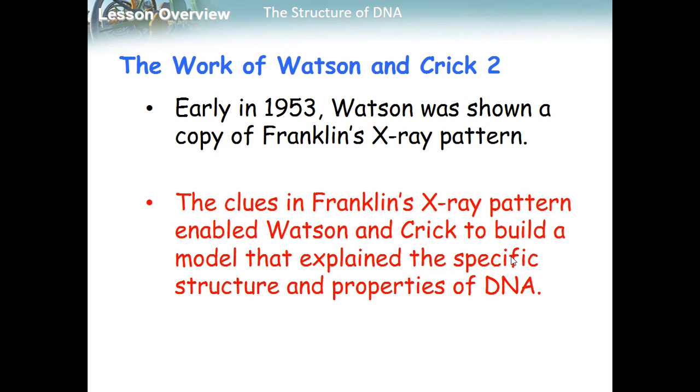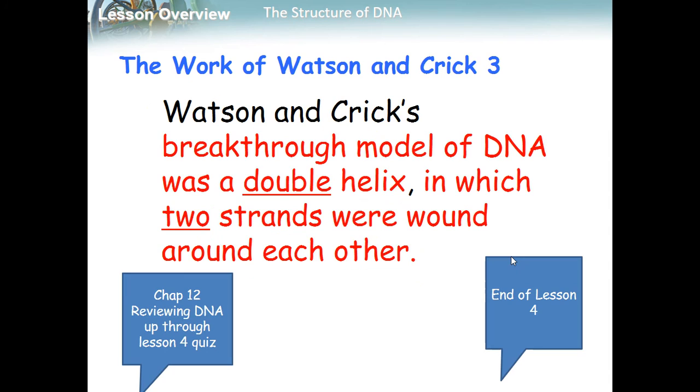In early 1953, Watson was shown a copy of Franklin's X-ray pattern. The clues in Franklin's X-ray pattern enabled Watson and Crick to build a model that explained the specific structure and properties of DNA. Watson and Crick's breakthrough model of the double helix, which was two strands wound together, is what they got the Nobel Prize for. Thank you.